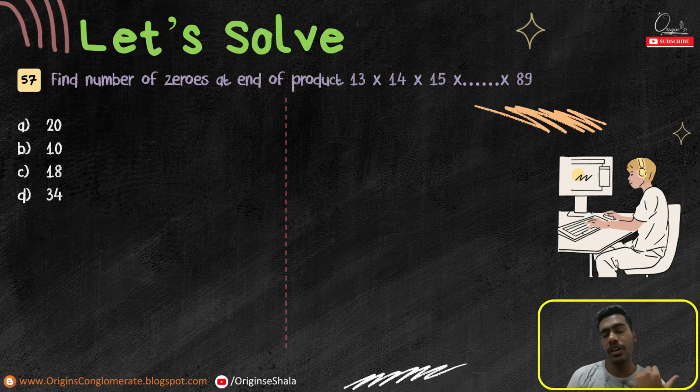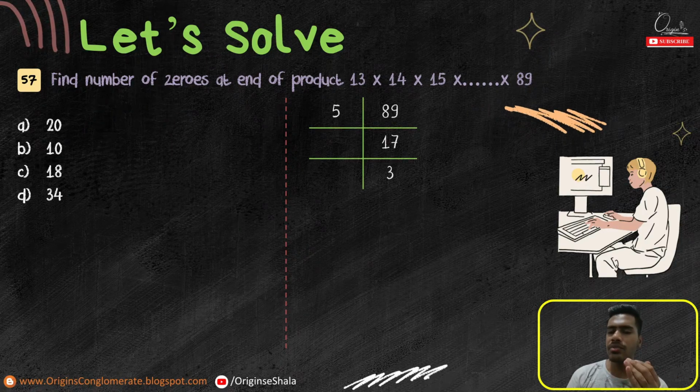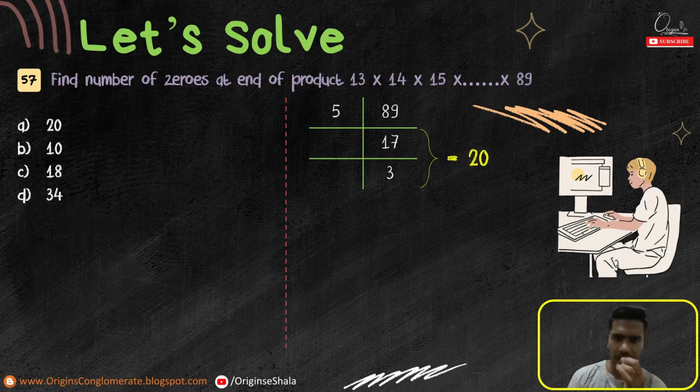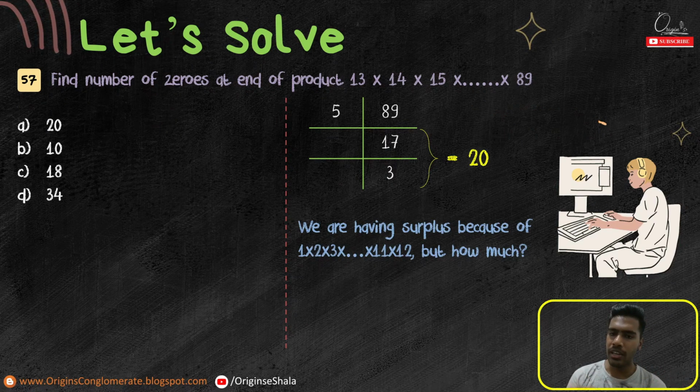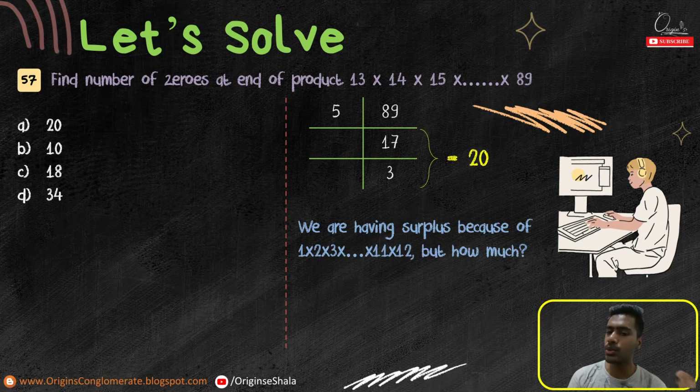Don't worry, just find for 89 first. Let's say if I had to find the IGP of 5 in 89, what will it be? It will be 20, as you can see. Now, if any of you have noticed, what is surplus in this? This is for 89 factorial, right? This IGP of 5 that we have found, it's for 89 factorial.